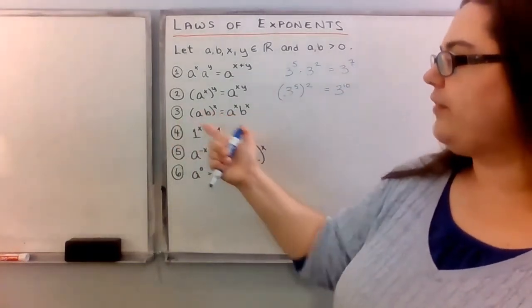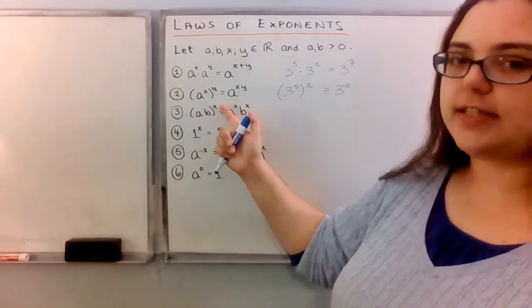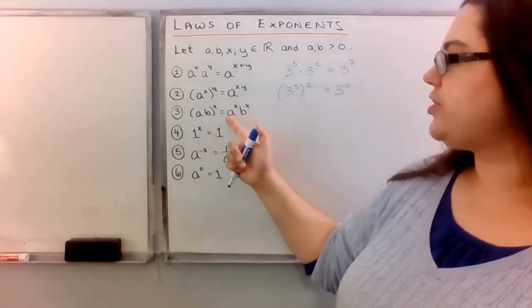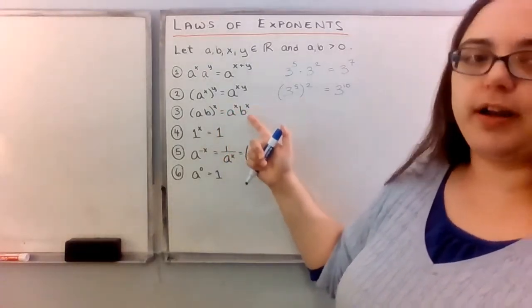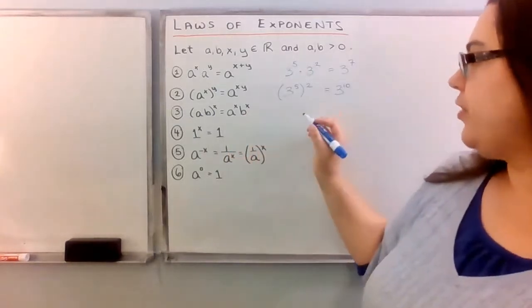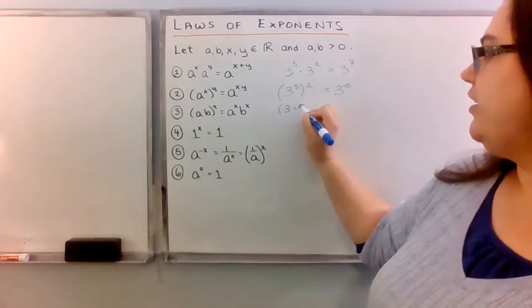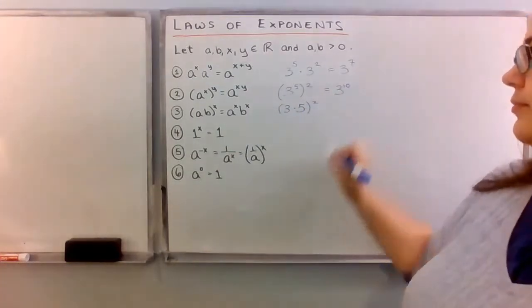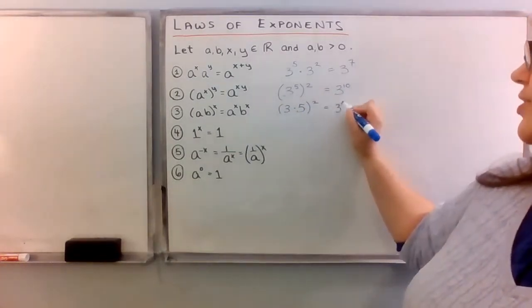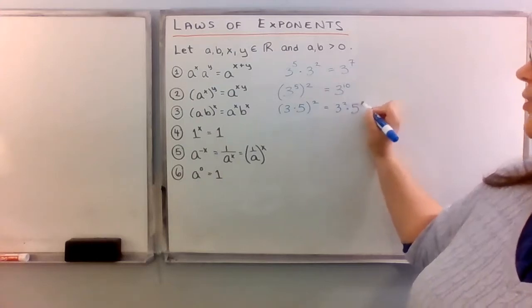Number 3, if I have a product to a power, that's the same as if I took each of those factors, raised it to a power, and then multiplied them. So for example, if I have 3 times 5 and I square that, that's the same as 3 squared times 5 squared.